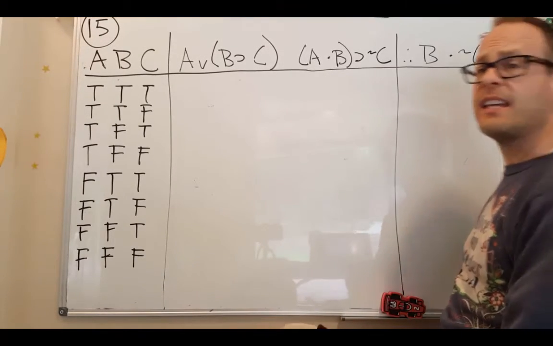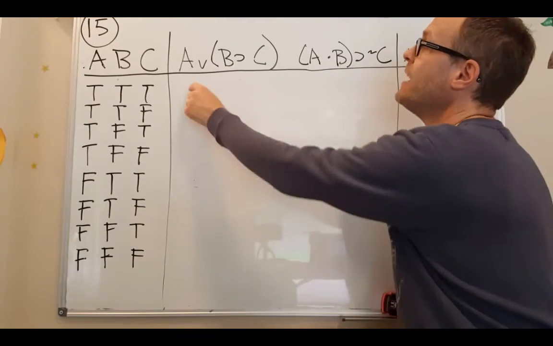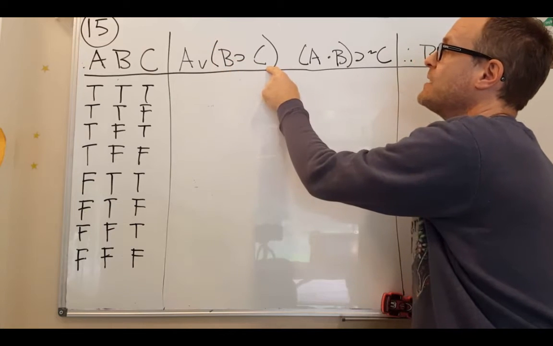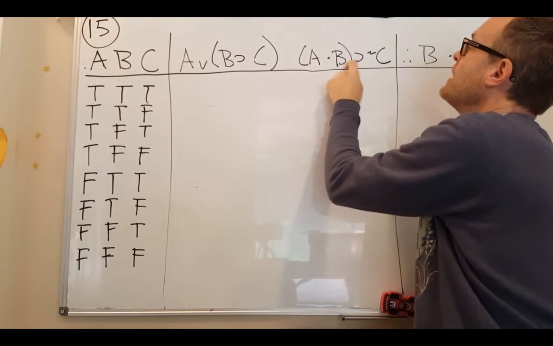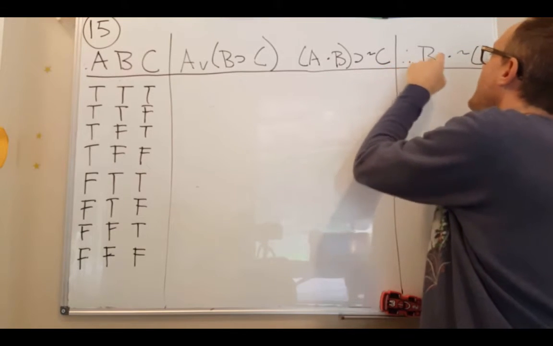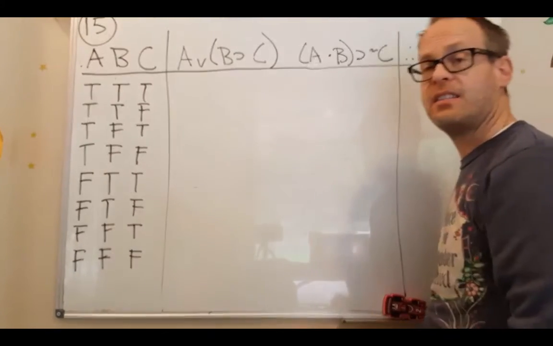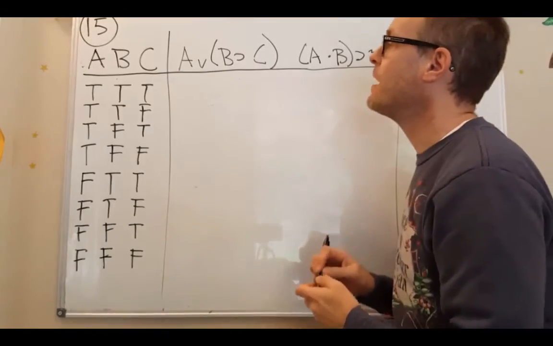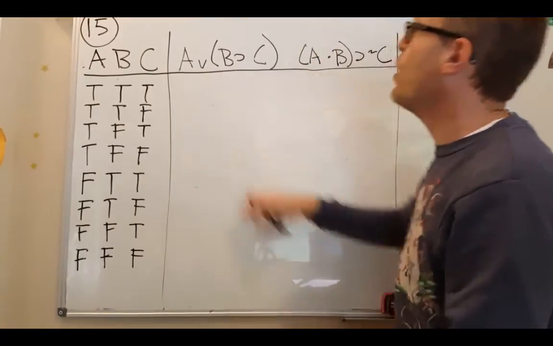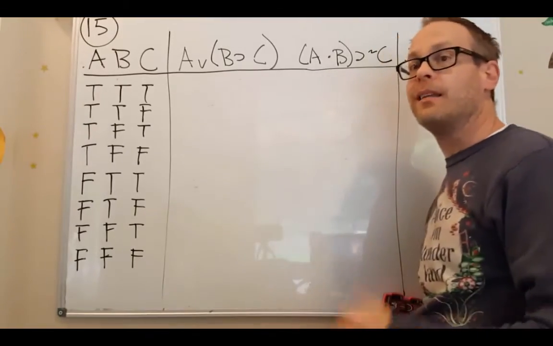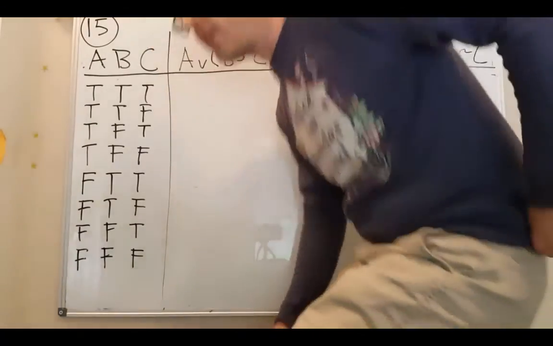So essentially this thing is saying, if A wedge B implies C is true, and if A and B implies not C is true, does that imply B and not C? So let's take a peek. Now I'm going to fast forward a little bit through this as I bring over my columns just to make it a little bit less tedious for you guys. So here we go.